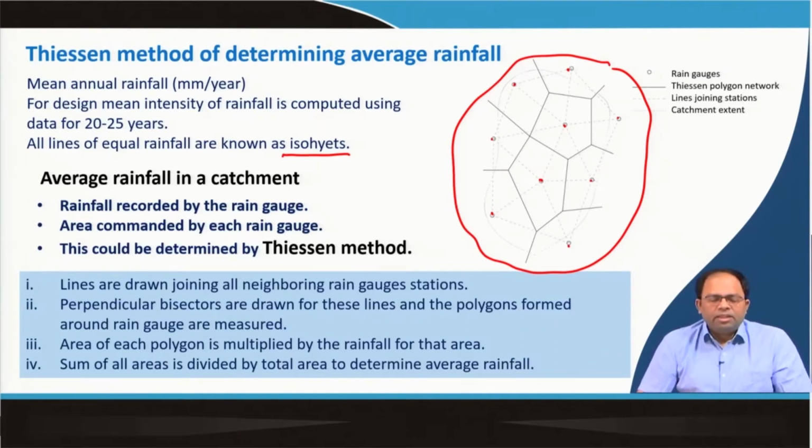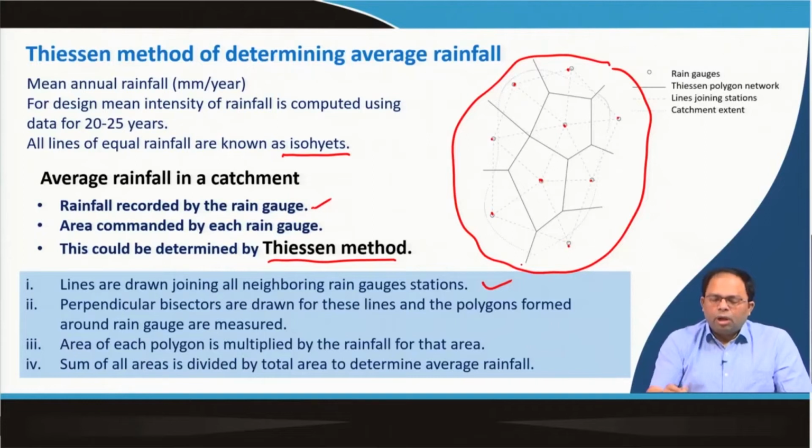So to determine average rainfall in a particular catchment area, which is required to design the drainage infrastructure for this particular zone or catchment, first of all we have learned how to record the rainfall using a rain gauge, and the next step is to determine the area commanded by each of these rain gauges, right? And this could be determined by the Thiessen method. And what are the steps in that? So what we do is we first join all the different neighboring rain gauges using lines, right? So this is the first step.